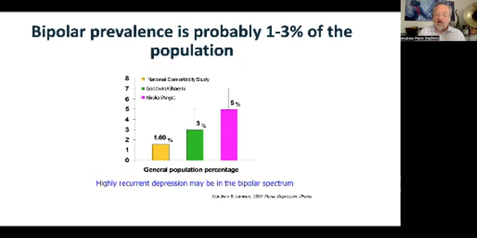However, in a clinical setting, like in a psychiatry clinic, you're obviously selecting for people that have more mood disorders. So you're going to see more bipolar disorder than 1 to 3% of your clinical population in a psychiatry setting. And we sometimes think, when people start presenting with highly recurrent, especially treatment-resistant depression, that it's worth asking yourself the question: could this person be bipolar? And those symptoms have kind of been missed over the years.